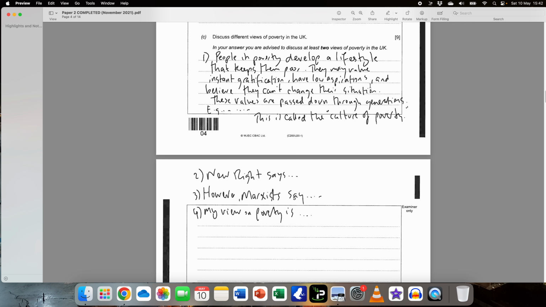So if you turn to the back of your revision booklet, you've got different views on poverty, which is essentially why do people stay poor? In the back of the revision booklet, you've got the culture of poverty, the cycle of deprivation, the new right, and the Marxist explanation. I'm going to use the culture of poverty, the new right, and Marxism, and then I'm going to give my own view. Okay?